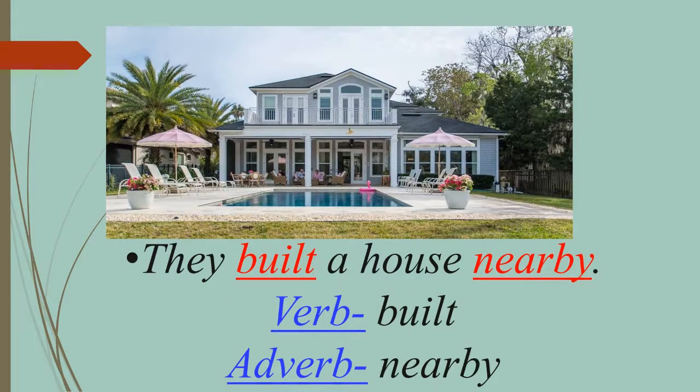Another example, they build a house nearby. Here, nearby tells us where the action happens. It describes the action word build. So, nearby is an adverb of place in this sentence.